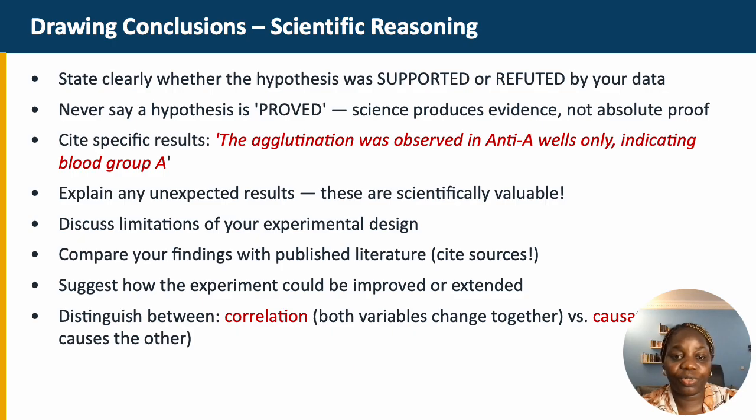So distinguish between correlation and causality. Correlation is when you have two variables that change together, and causality is when one causes the other. So the change of one is causing the change of the other. So this is where you have causality. They are linked. Okay.